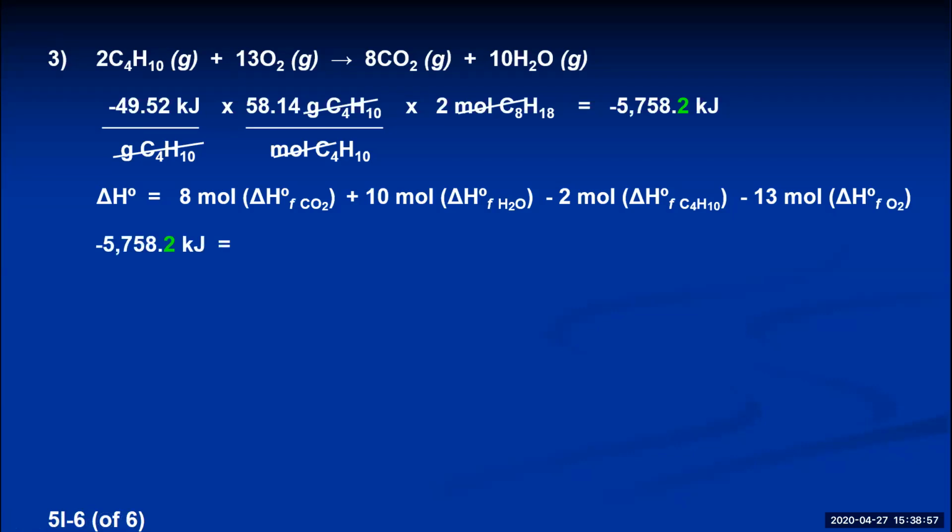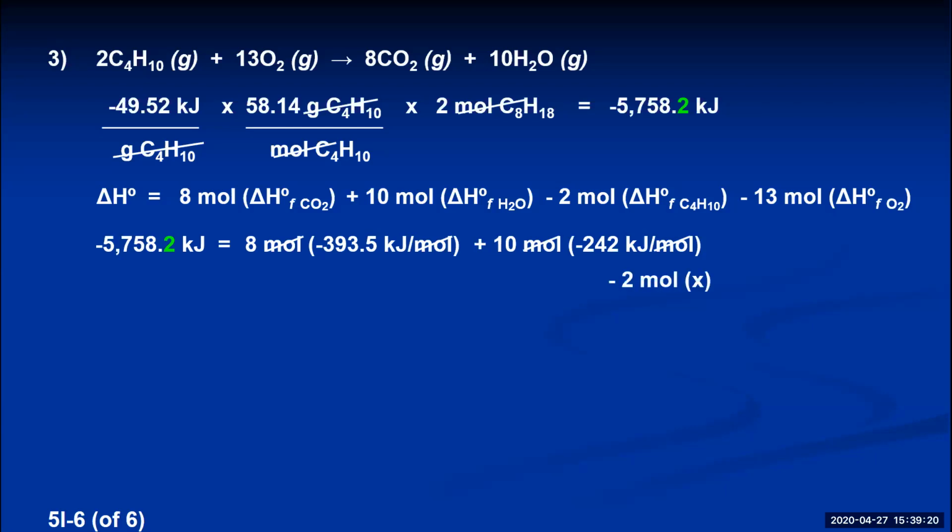So the heat of combustion for the balanced equation at the top, negative 5,758 kilojoules, will equal 8 moles multiplied by negative 393.5 kilojoules per mole, which is the standard heat of formation of carbon dioxide, plus 10 moles multiplied by the standard heat of formation of gaseous water, which is negative 242, then minus 2 moles multiplied by the standard heat of formation of butane, which we don't know, so I'm going to call that X, and then minus 13 moles multiplied by the standard heat of formation of oxygen, which is 0, and I'm just going to ignore that last term. So we're going to multiply out each of the terms on the right side now, and then we're going to try to simplify this.